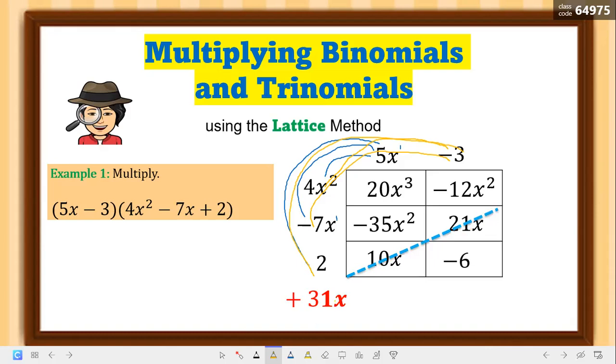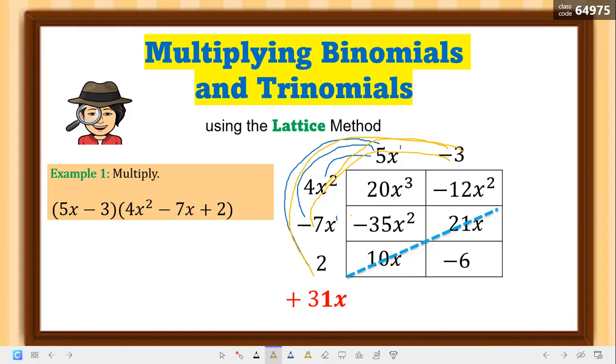31x. Okay, remember pag nag-add kayo ng polynomials, just copy the literal coefficient. Hindi po ina-add yung exponent. Yun yung misconception, no? Pinaghahalo nila yung law of exponent. Mag-add ka lang ng exponent kapag nagmumultiply ka. Kapag nag-add ka, kakopy mo lang yung literal coefficient. Do not add.